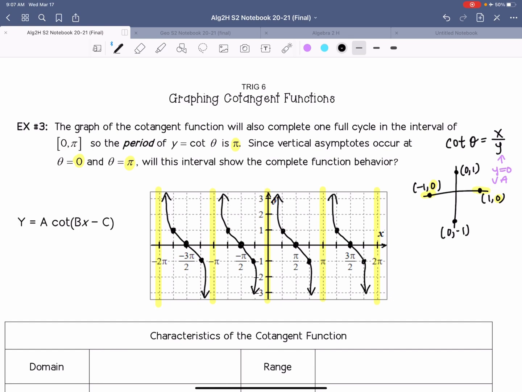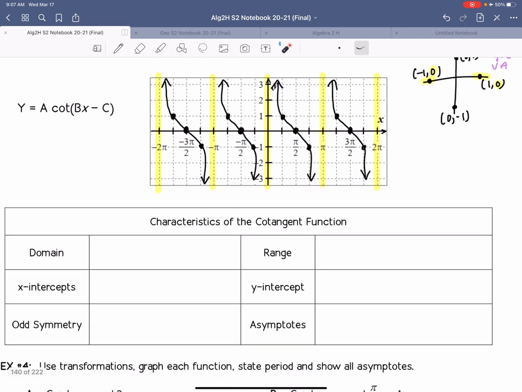Okay, so again, how I remember the difference is for tangent, the asymptotes border the y-axis. Cotangent, it's on the y-axis. Tangent, positive snake. Cotangent, negative snake. Those are the main differences between tangent and cotangent. All right, so let's go ahead and answer these questions.